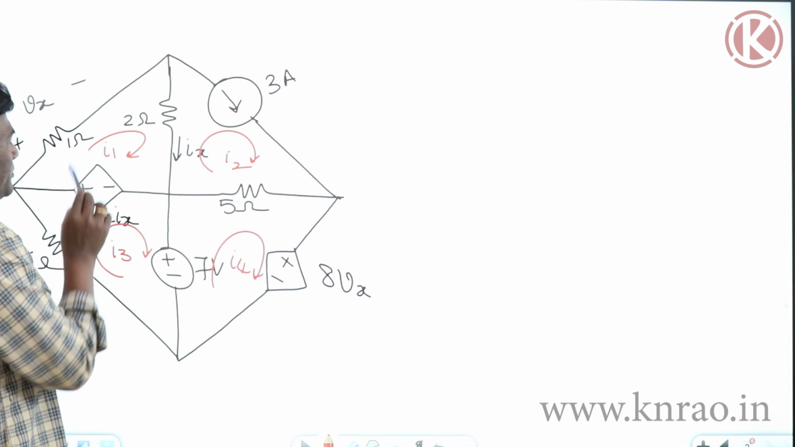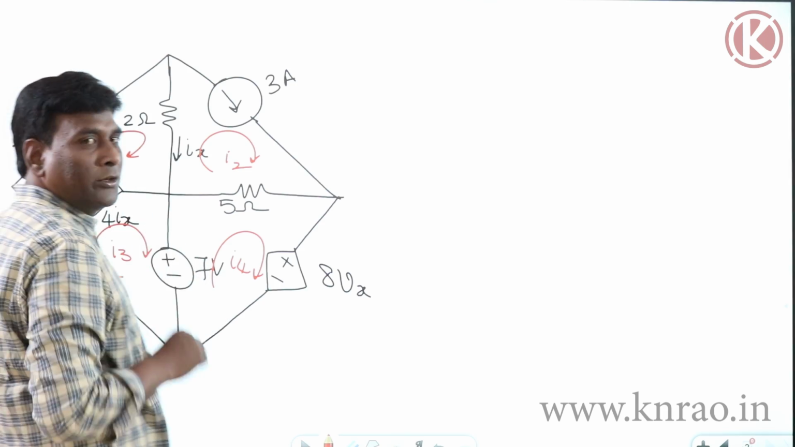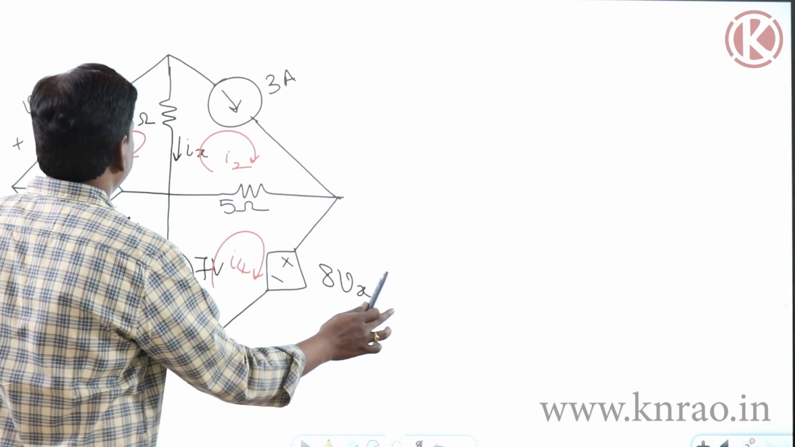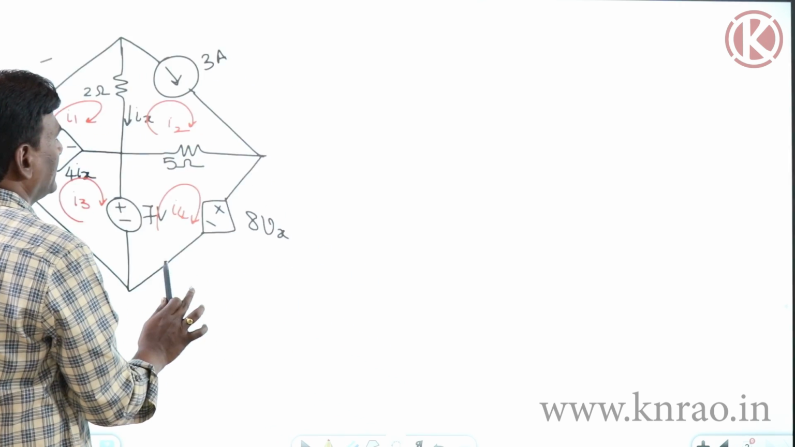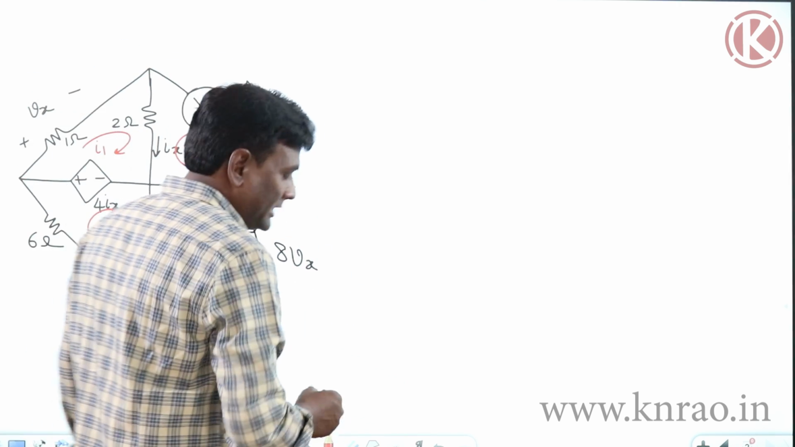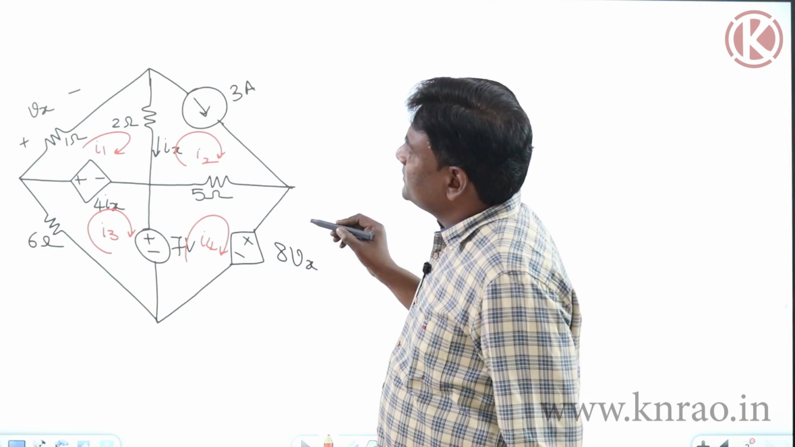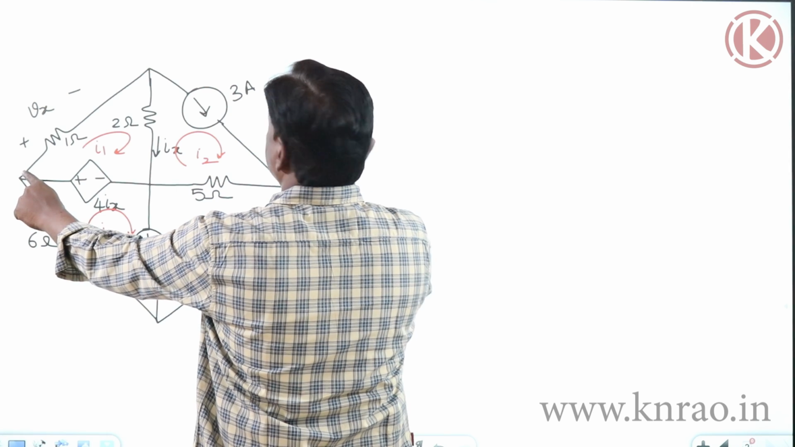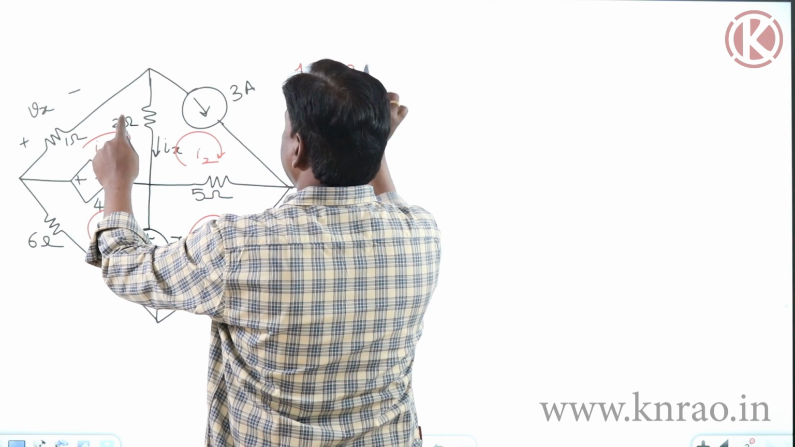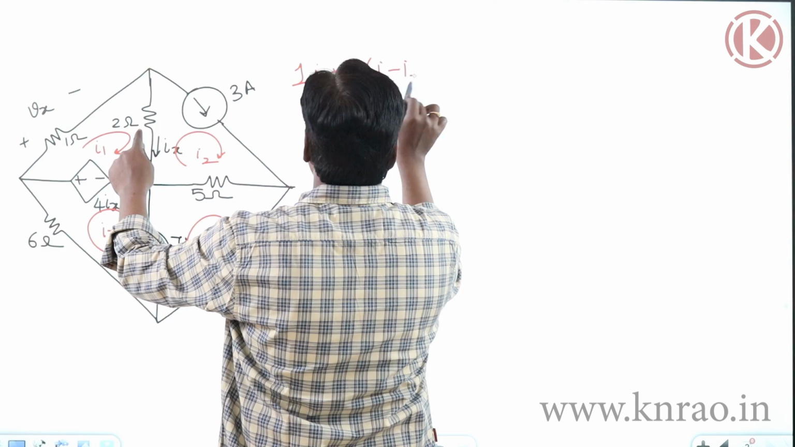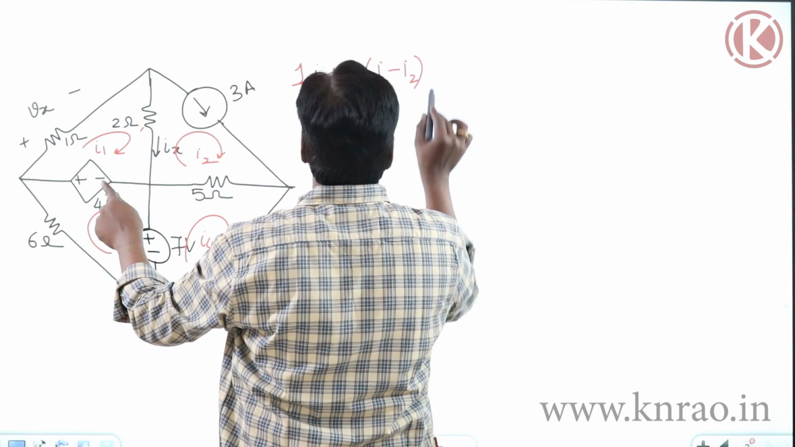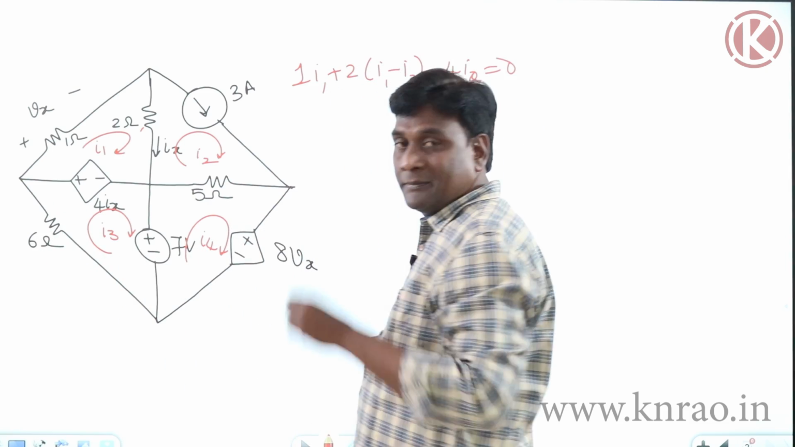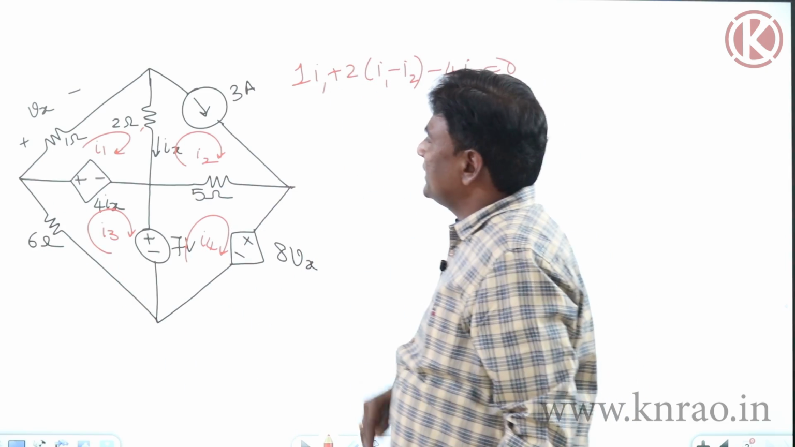Here if you observe, the I1, I3, I4 equations will not change. But anyway, let me write a bit fast. First mesh equation, let me start from here. So 1 I1 plus 2 into I1 minus I2, I1 minus I2 minus 4Ix equal to 0. So that is one equation.